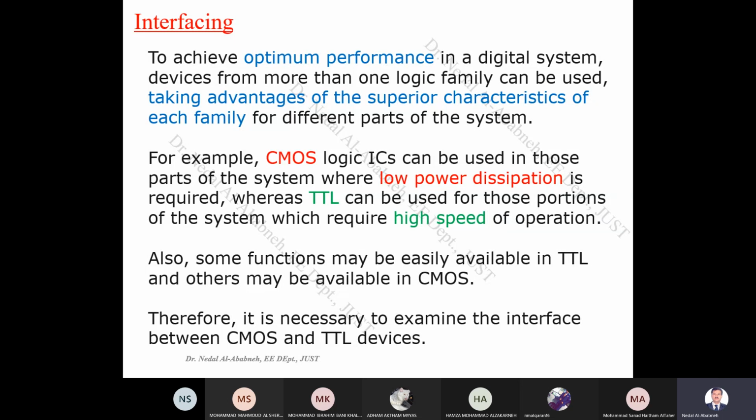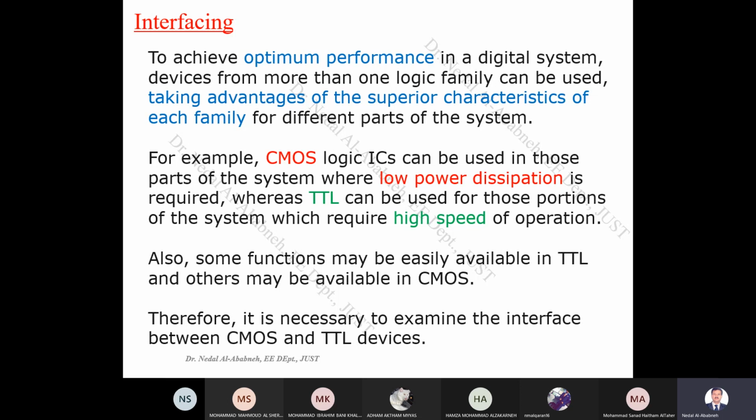We need to interface these different subsystems, or all the different digital systems or digital logics, since they do have different requirements regarding the voltage levels and the current levels related to the input or output, or you need to match the output of a given logic to the input of the other logic. هون بيجي دور الانترفيسنج.